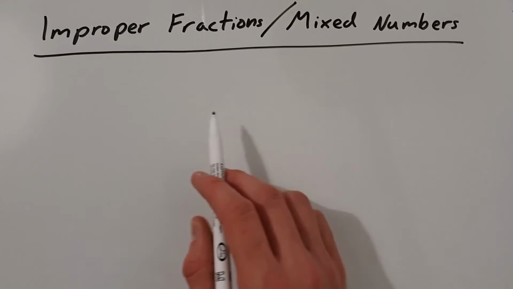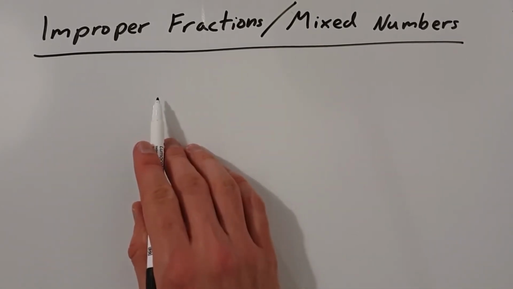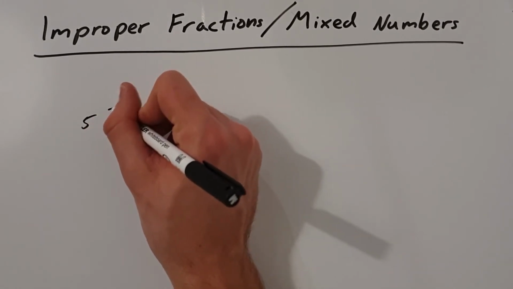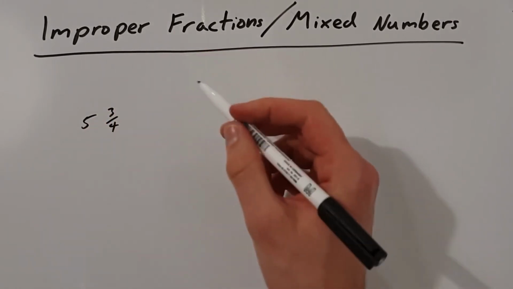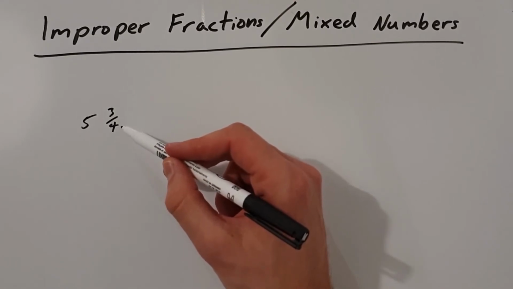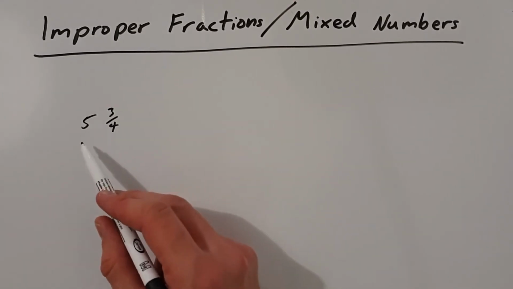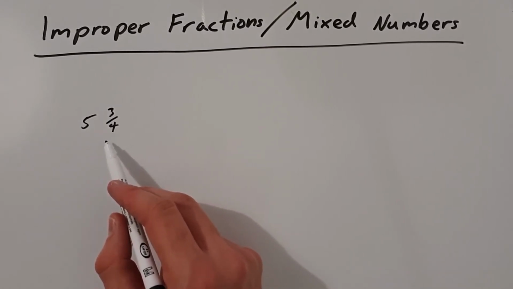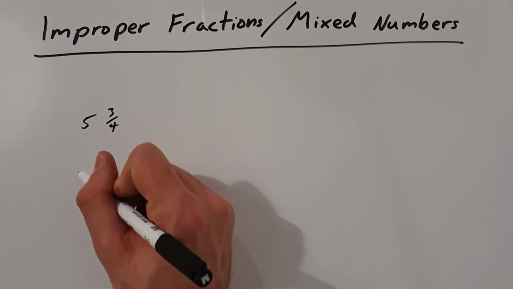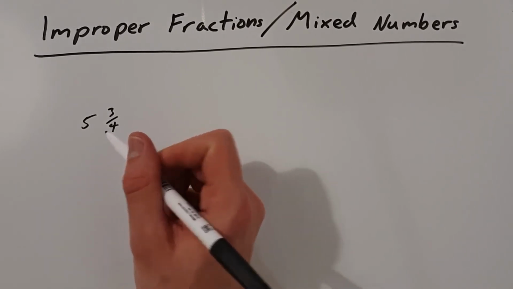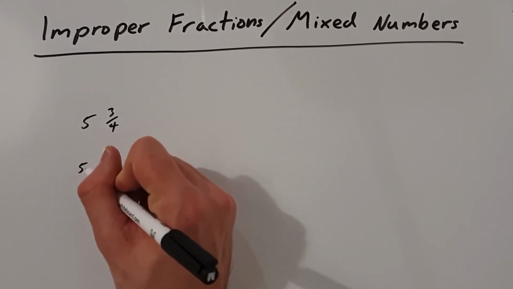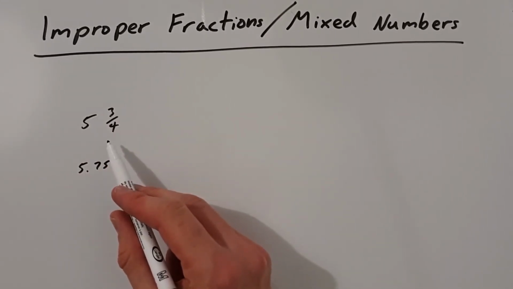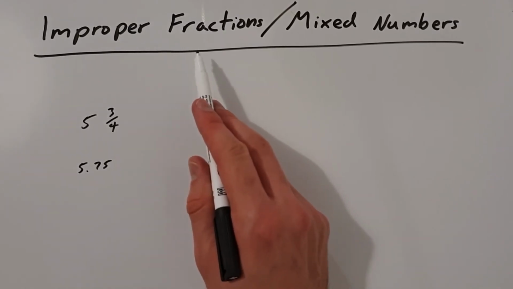So first of all, we'll start by converting a mixed number into a fraction. The example I'll go through is 5 and 3/4. So what we're saying here is we've got a whole 5 plus 3/4. If we were to transfer that into a decimal, we know that 3/4 is 0.75, so that would be 5.75. So how do we then convert this into an improper fraction?